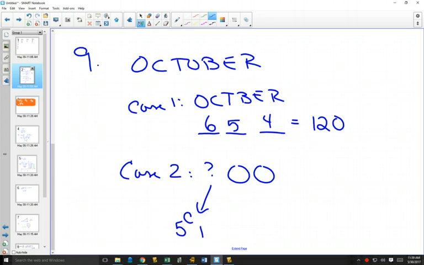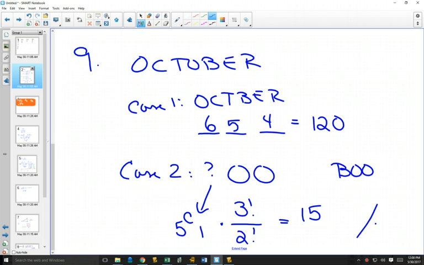Once you choose that, say you chose B and you got boo, how many different ways can you rearrange the letters of boo? Well, that would be normally 3 factorial, but because you have repetition or identical objects, you have to divide by 2 factorial. Multiply this out, gives us another 15 cases. Add case 1 and case 2 together, and we get 135 in total.